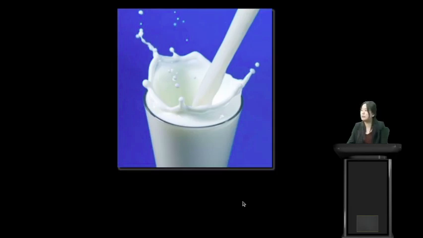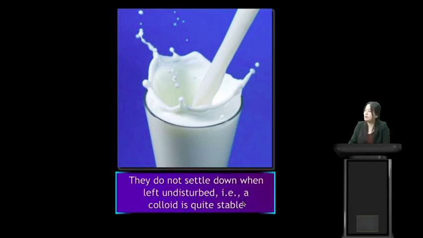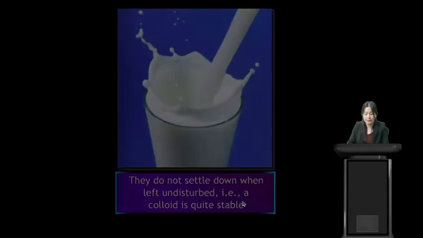Now let us see the next property of colloidal solutions or colloids. They do not settle when left undisturbed. That is, a colloid is quite stable. Even when you leave milk undisturbed for a very long time, you will see that the particles of the milk will not settle down. This means that a colloid is stable.